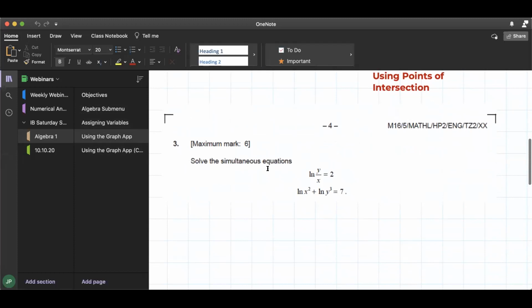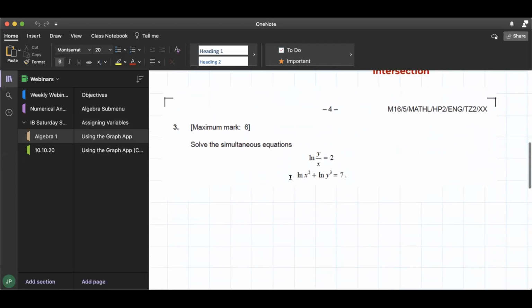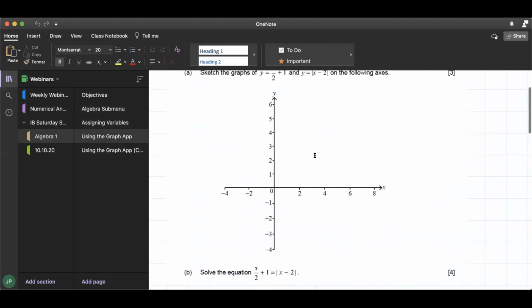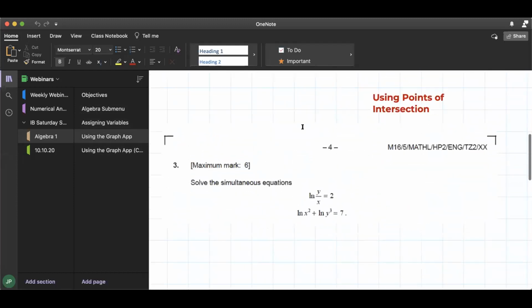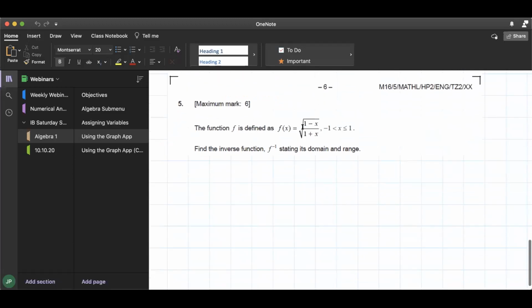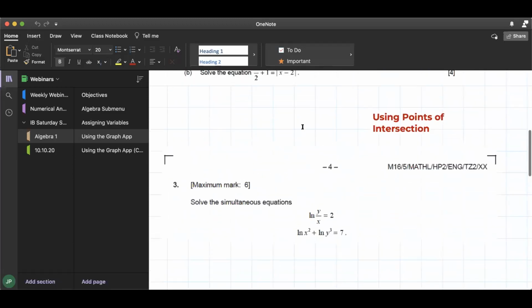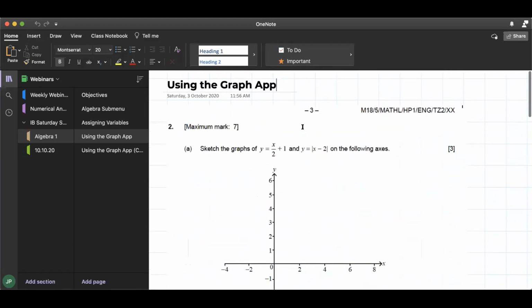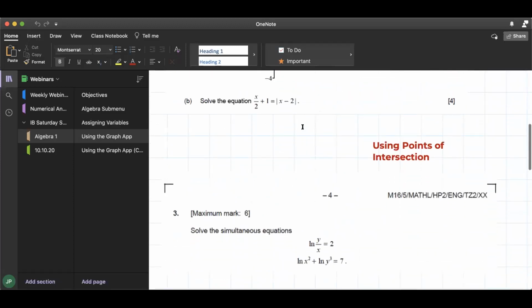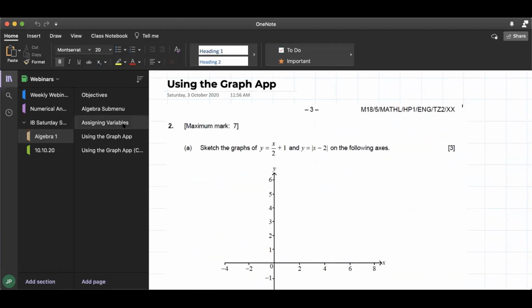It says solve the simultaneous equations. It says solve simultaneous equations, but I will use the graphing menu. That's why I put it up here using the graph app. Was there some other question I thought I pulled out? Just one sec. Yeah, so maybe let me just talk about the graph quickly, and then we can do that.